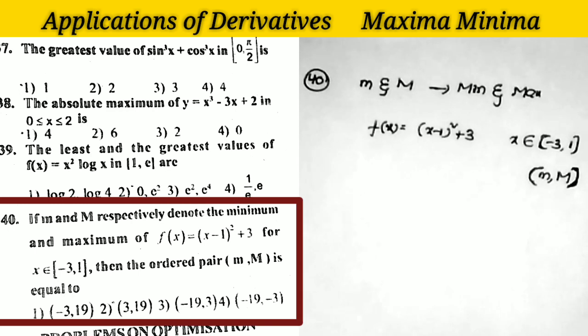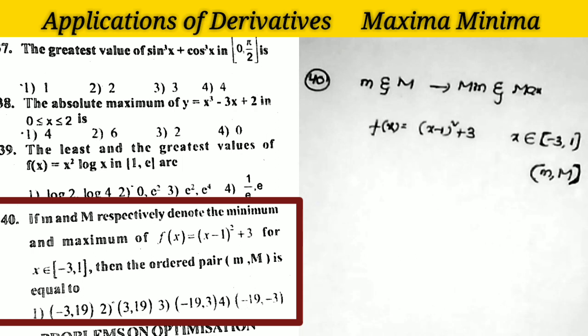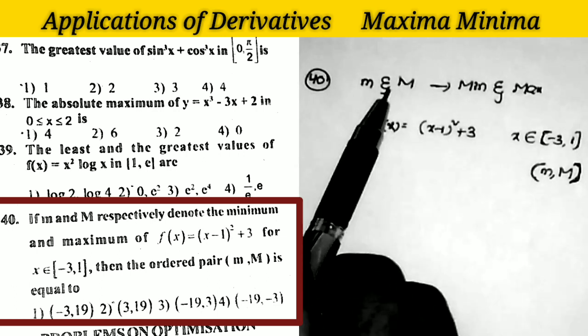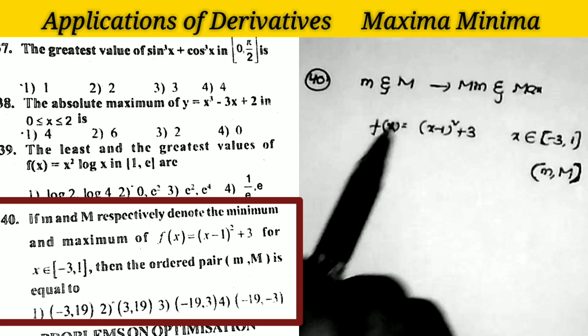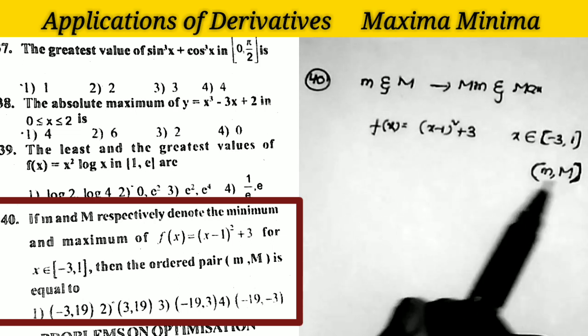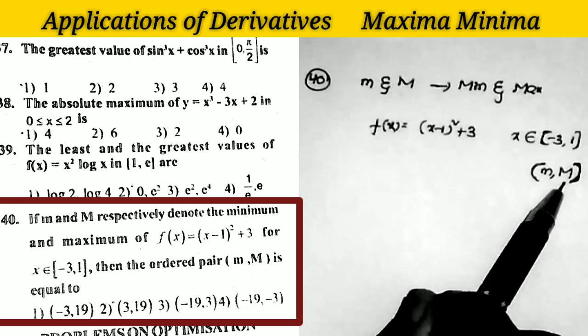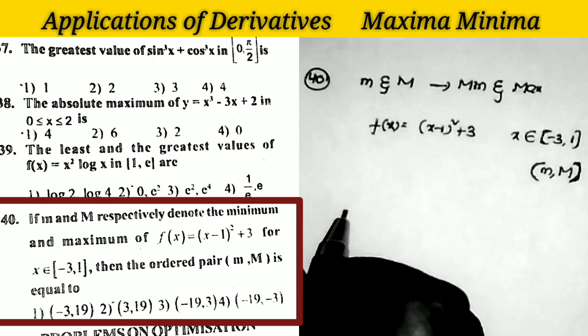Next question, sum number 14. If small m and capital M respectively denote the minimum and maximum values of the expression f of x is equal to x minus 1 whole square plus 3 for x belongs to the closed interval minus 3 comma 1, then the ordered pair small m comma capital M is equal to. Okay, so here small m and capital M are the minimum and maximum values of this expression. We want the least value and the greatest value.